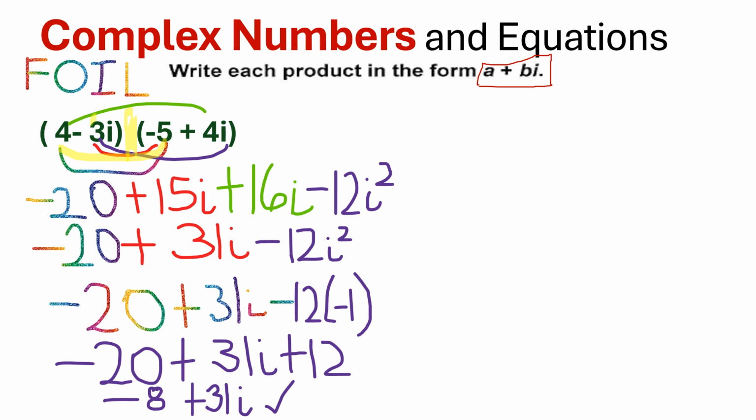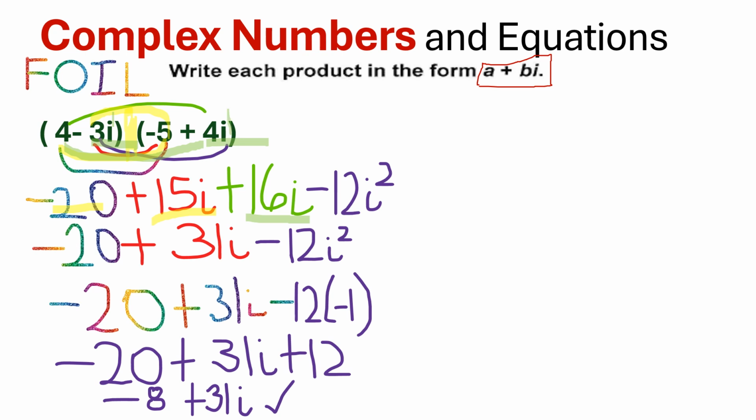Let's go foiling together. 3i times negative 5 is 15i, because negative times a negative is a positive. Let's go color coding now. 4 times positive 4i is negative 16i. And then we missed a number. 3i times 4i is 12i squared. You have an i here and an i here, and then that's 12i squared.